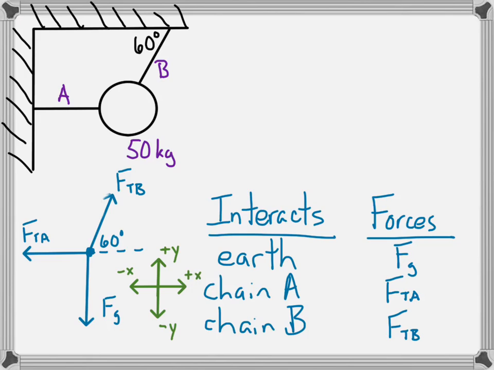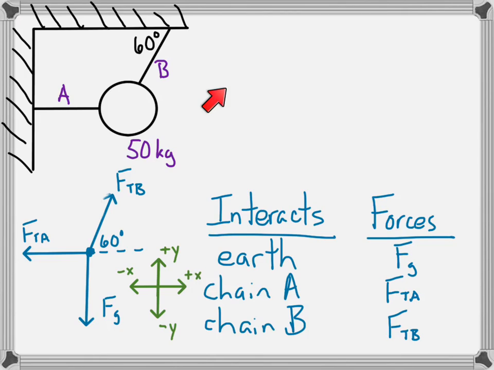Our fourth step is to break down any vectors into x and y components. As I look at these vectors here in my free body diagram, I notice that this vector, the tension force from chain A, is already pointing along one of the axes, so that's okay. Likewise, gravity is pointing along one of the axes, that's good. But the one that I have to break down into components is this tension force from chain B, so I have to break that down into x and y components.